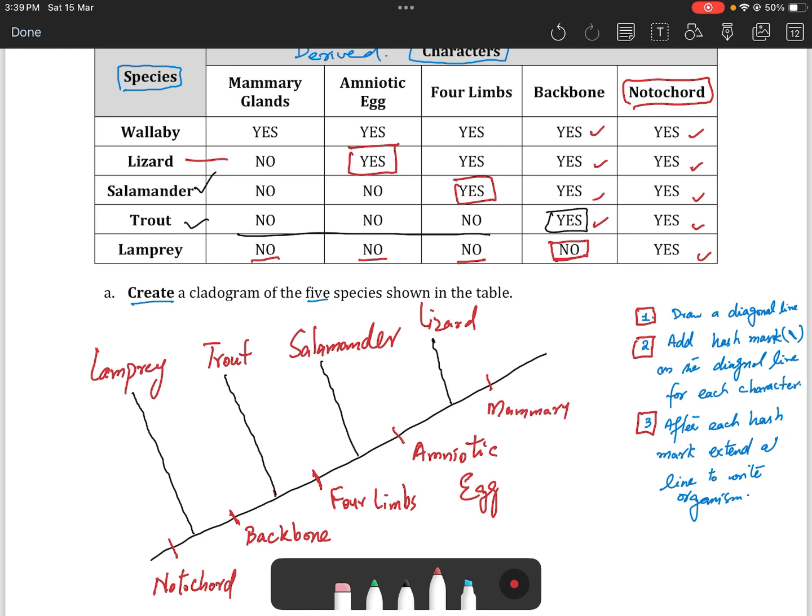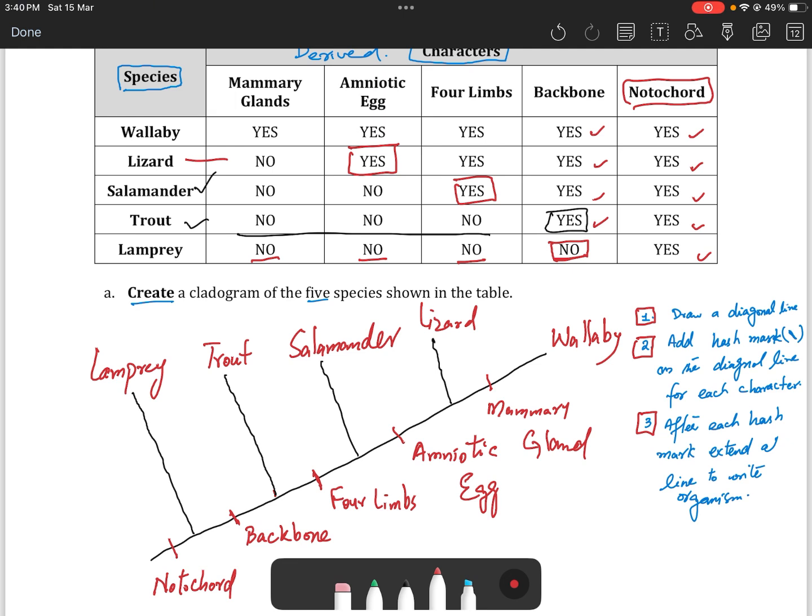And now no need to extend the line, because the line is the last animal that we need to write. You can write always at the tip of this, so that is wallaby. Now, how to read this to make sure that you have done it correct? Lamprey has only notochord, nothing else. So you go for the lamprey. No, no, no, no, only has notochord.